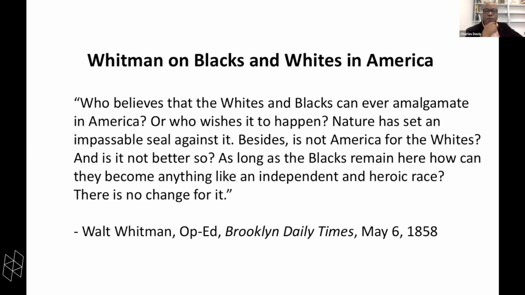And this is a quote from an op-ed he wrote for the Brooklyn Daily Times in 1858. It says, "Who believes that the whites and blacks can ever amalgamate in America? Or who wishes it to happen? Nature has set an impassable seal against it. Besides, is not America for the whites? And is it not better so? As long as the blacks remain here, how can they become anything like an independent and heroic race? There is no chance for it."